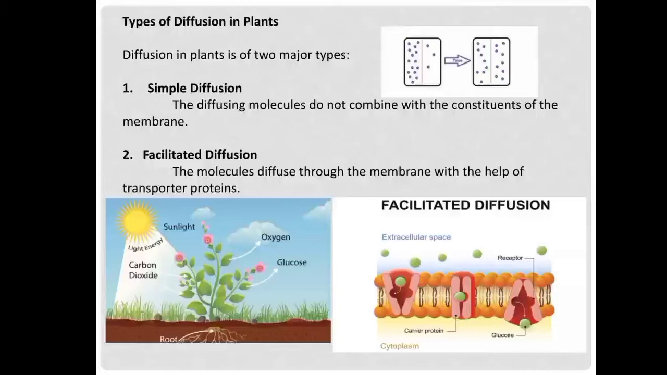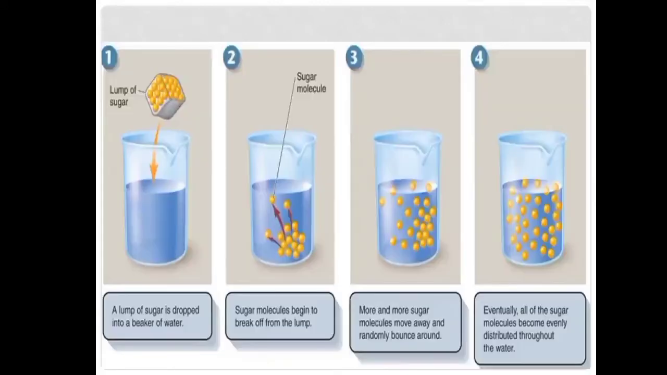So in types of diffusion in plants, you studied simple diffusion and facilitated diffusion. These are the two types of diffusion which occur in plants. Let's move to the next slide. Here you can see an example of diffusion. A lump of sugar is dropped into a beaker of water, and the sugar molecules break off from the lump. Next, they move from the higher concentration to the lower concentration, and eventually all the sugar molecules become distributed throughout the water. So this is an example of diffusion.